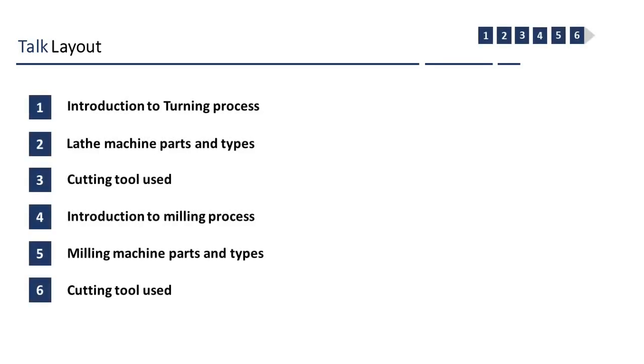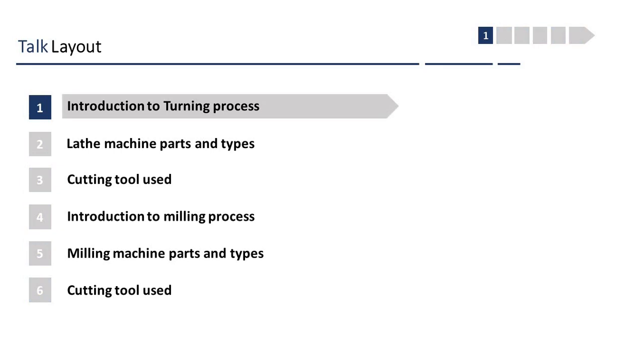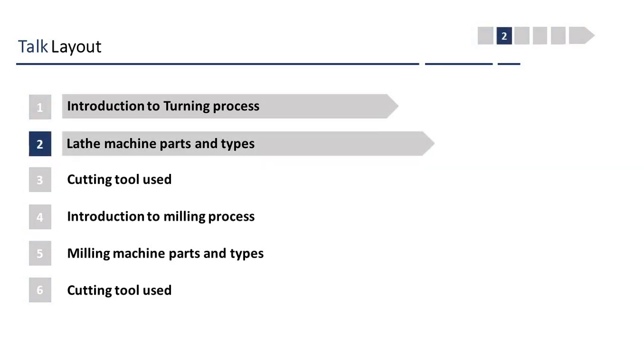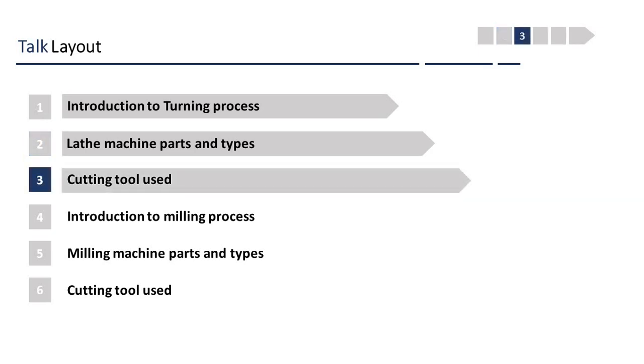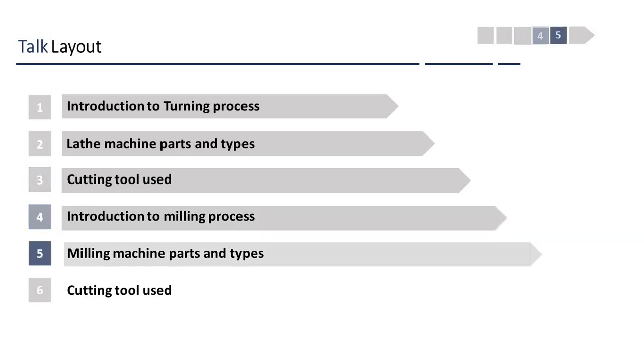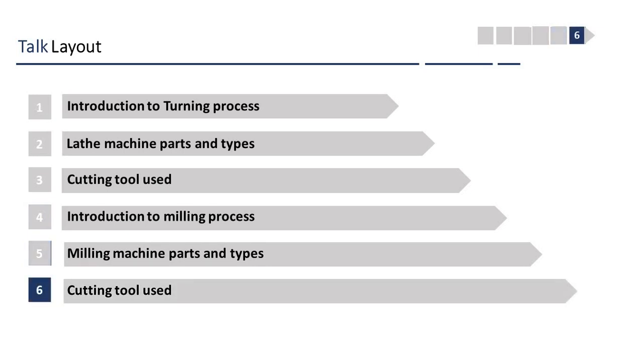To begin with, we'll discuss the introduction to the turning process. Then we'll throw some light on the machine that is used for turning, that is the lathe, its different parts and its types. Then we'll talk about the cutting tools that are used in the turning process. Likewise, we'll be discussing the same steps for the milling process: the introduction, the milling machine parts and types, and the cutting tools used.